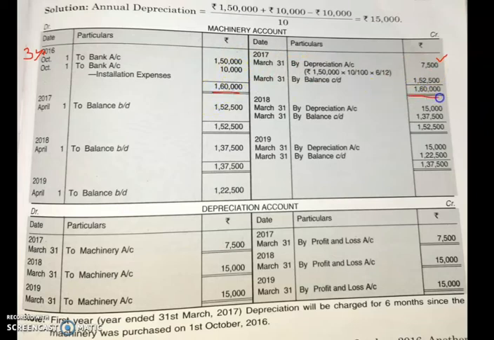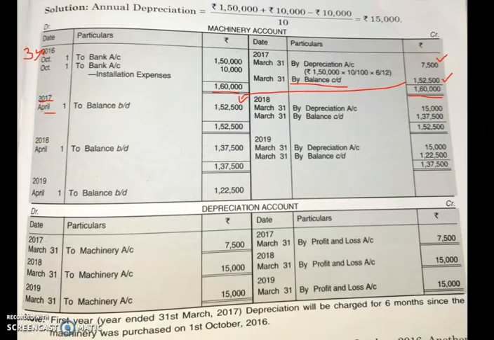Write the same amount over here, 1,60,000, but this side you got only 7,500. So to make it 1,60,000, you have to write here 1,52,500, and for that it will be balance carried down. March 31st by balance carried down. How much amount of machinery is there with you? The value of that machinery is 1,52,500. That amount will be brought to the next year, that is next financial year, that is 2017.